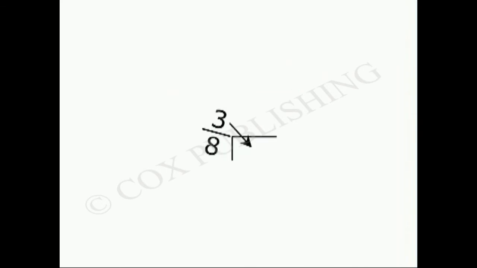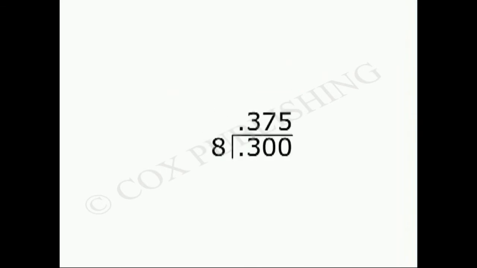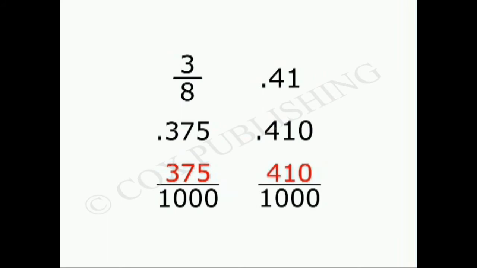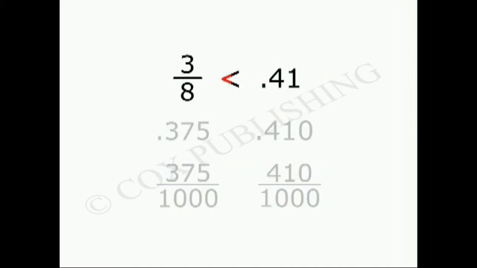Okay, I have to divide 8 into 3, and when I do, I get 375 thousandths. Next, because the largest place value here is thousandths, I have to add a 0 to the 41 hundredths so that it too has 3 place values. Next, if I write them as fractions, 375 over 1,000 is less than 410 over 1,000. So the fraction 3/8 is less than the decimal number 41 hundredths. So the tip of the arrow points to the fraction number because it's smaller.